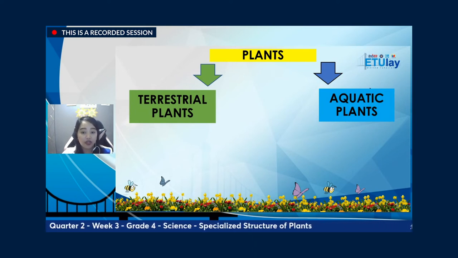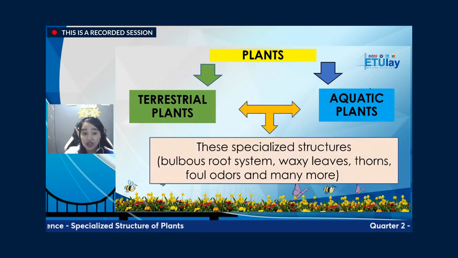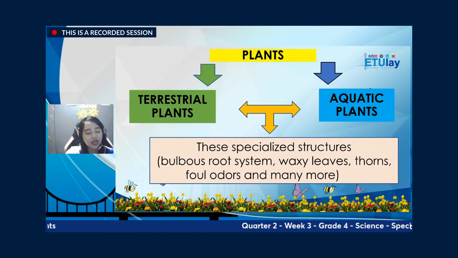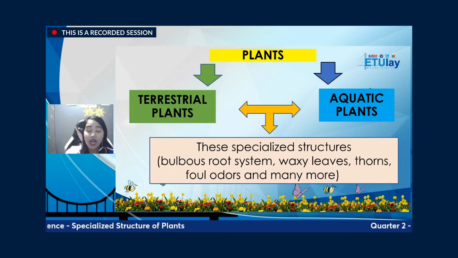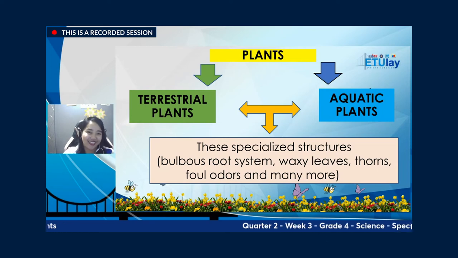And both of these have specialized structures like bulbous root system, wax leaves, thorns, foul odors, and many more, which are important to plants in order to adapt to their environment. And we are able to choose and identify the plants to grow in a particular habitat according to their characteristics.